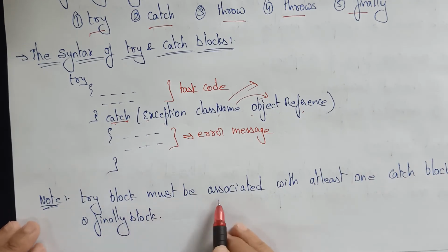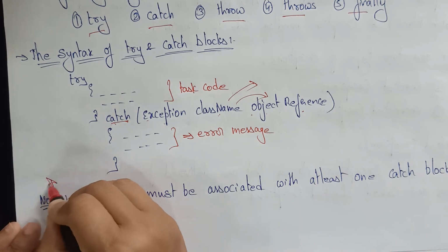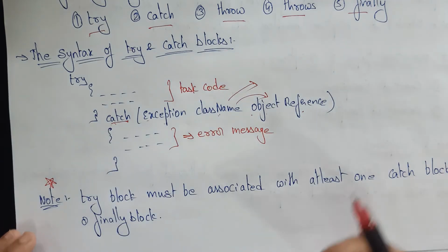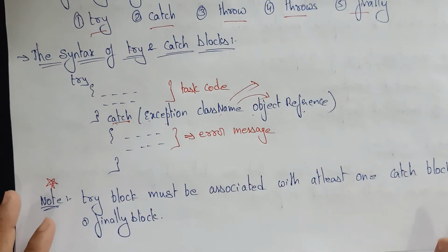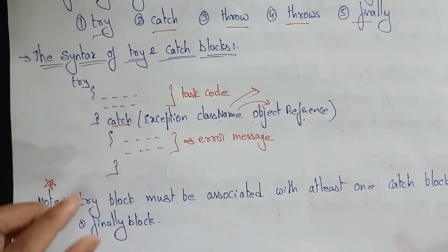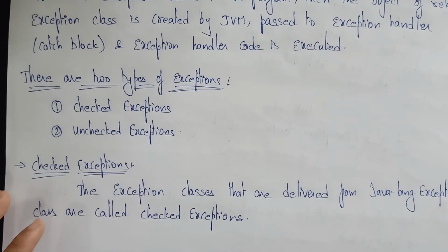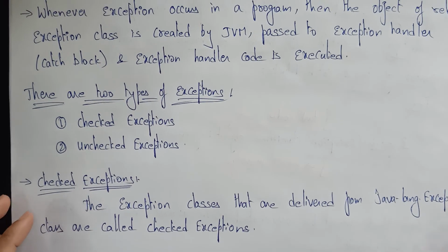The try block must be associated with at least one catch block or a finally block. This is very important. You need to write at least one catch block, or you can write multiple catch blocks also, or at least a finally block. So the try is always associated with at least one catch or a finally block. Remember this.